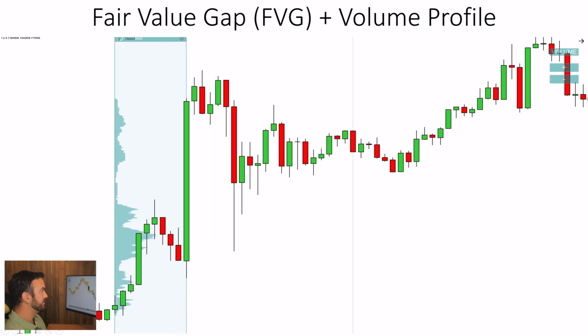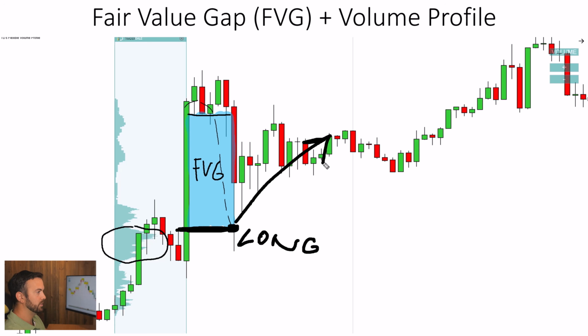One more example of this strategy before we move on. And in this case, we have a bullish scenario. We have a huge fair value gap. Again, let me repeat it. The bigger the fair value gap, the better, right? So we have a huge fair value gap. That's requirement number one. Requirement number two is a heavy volume zone at the beginning of the fair value gap, like this, right? So this is your support level. When the price makes a pullback to it, then you go long from here.